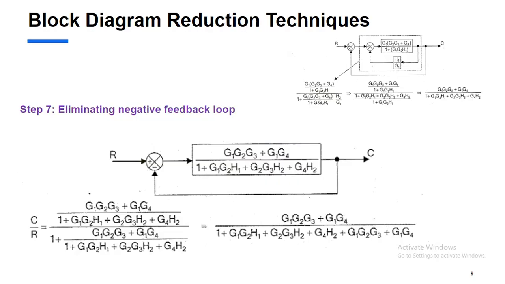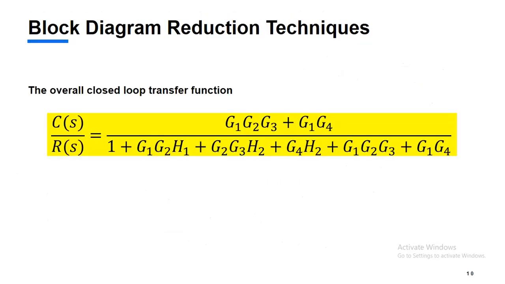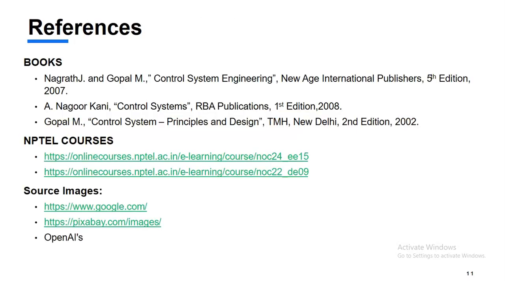This is how you have to apply the block diagram reduction rules and achieve the overall transfer function. This is the overall transfer function for the given system. These are the references.